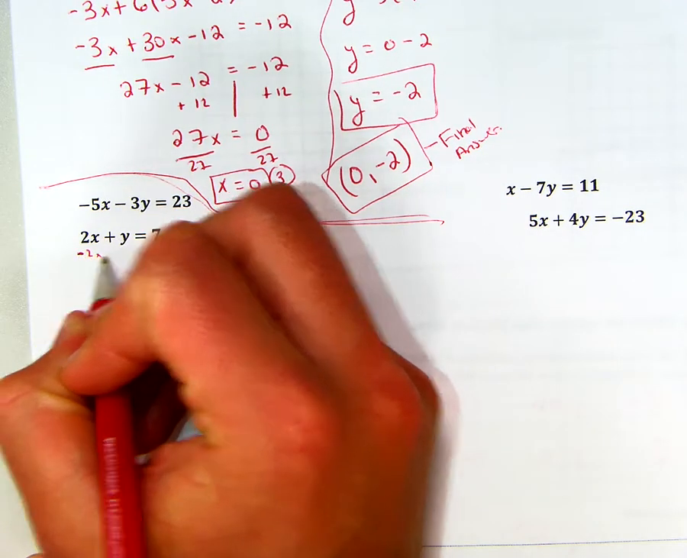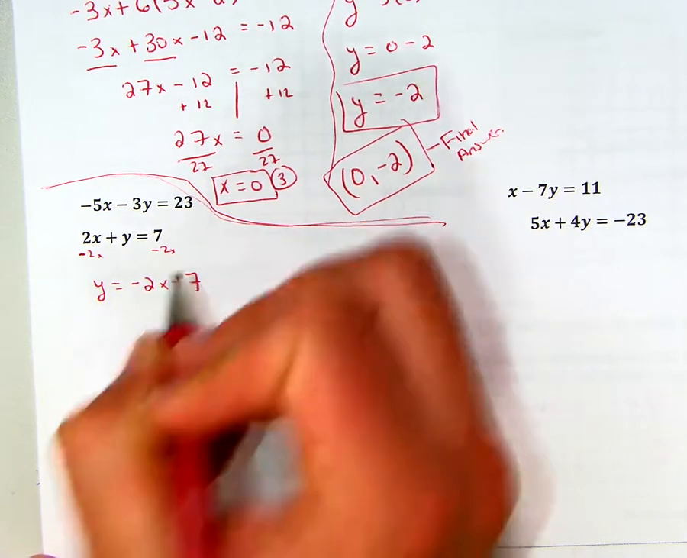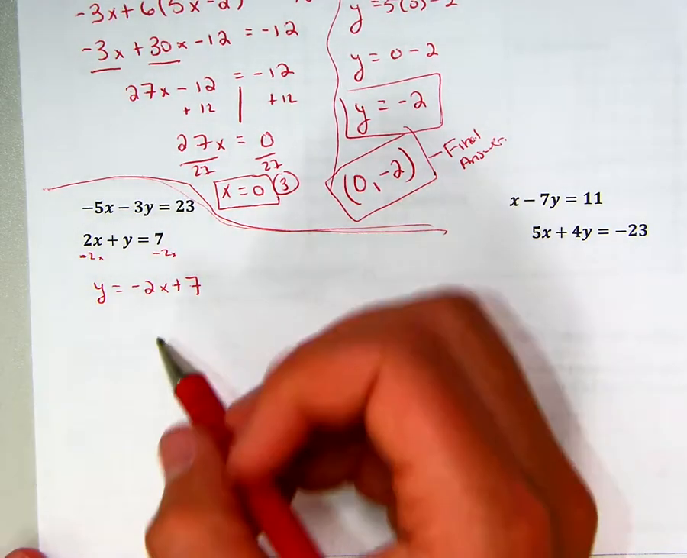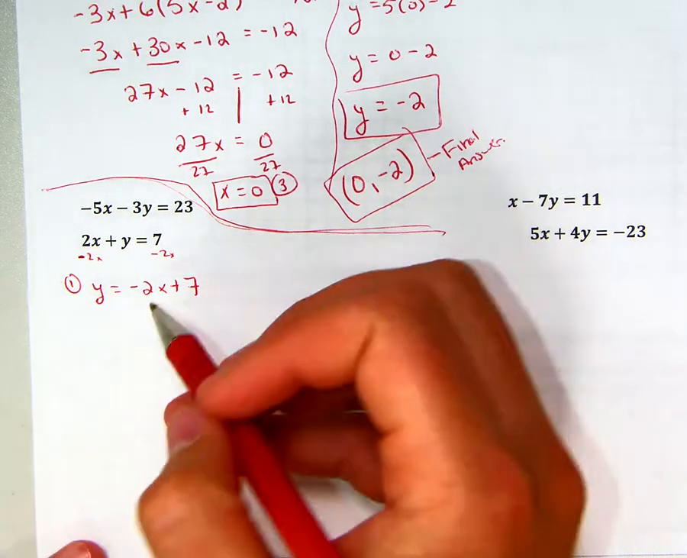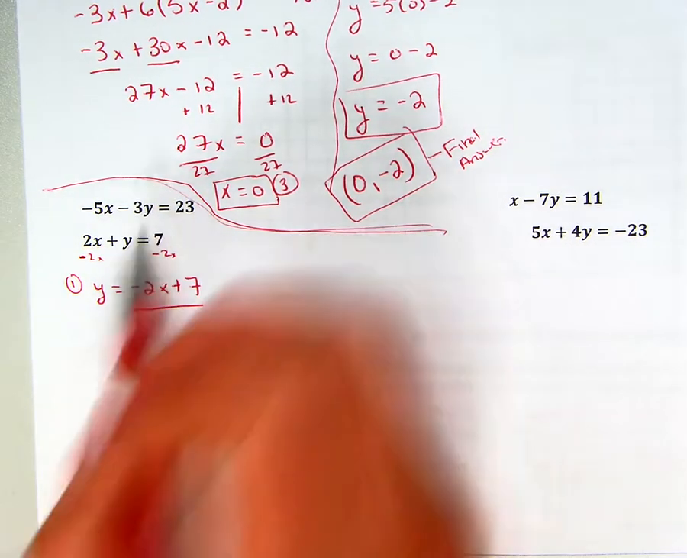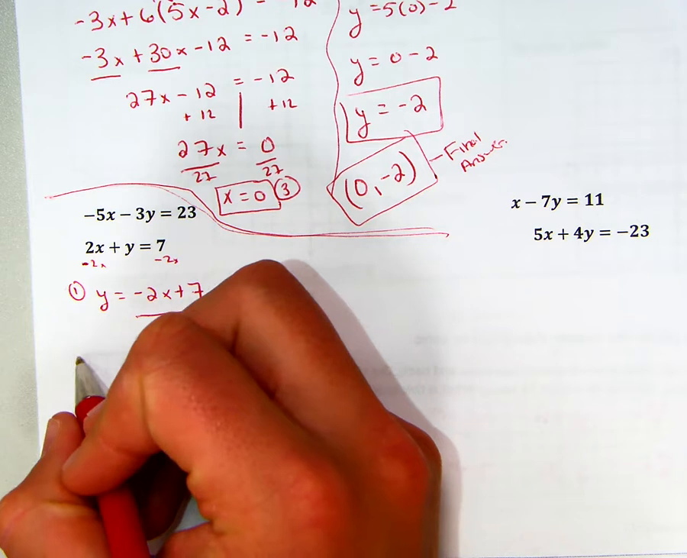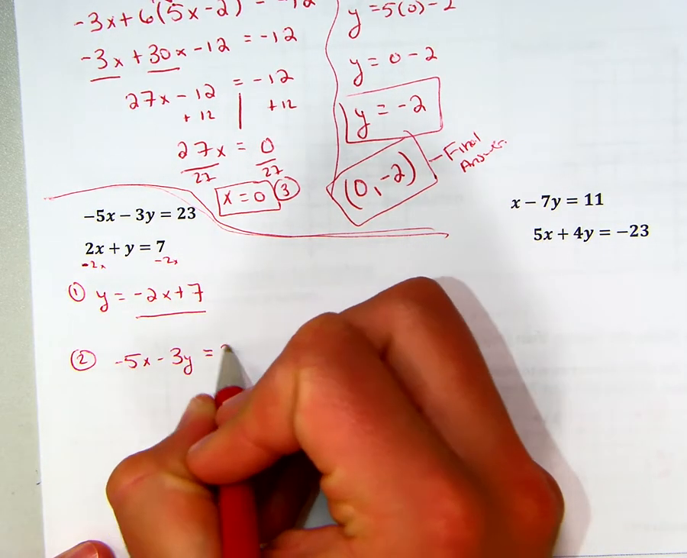So I'm going to subtract 2x on both sides, and I get y equals minus 2x plus 7. All right? So again, this was step 1. Pick an equation and solve for y equals, or x equals. Now step 2, we're going to substitute this negative 2x plus 7 in for the other equation. So part 2, we have negative 5x minus 3y equals 23.